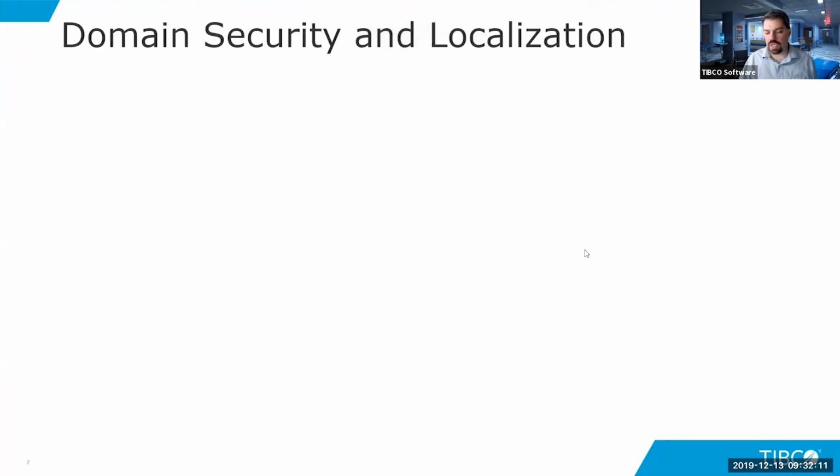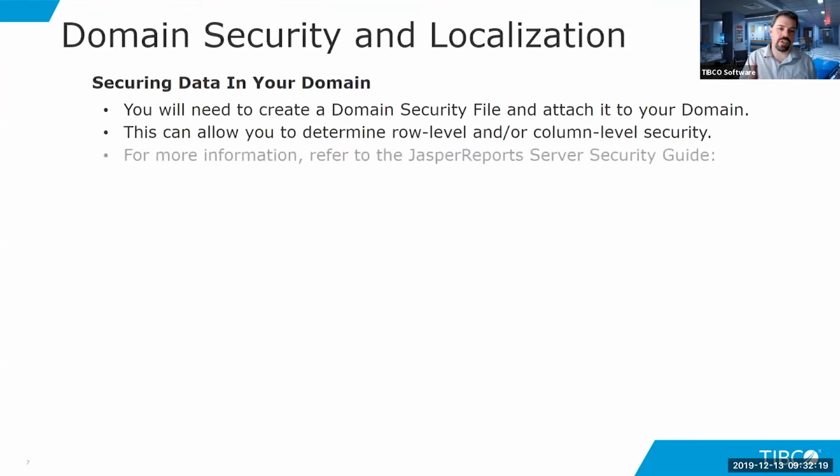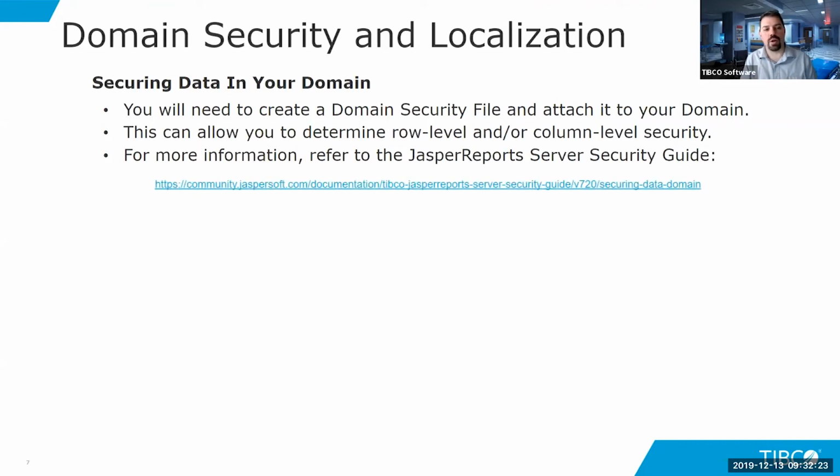So these are the advanced topics that I was mentioning earlier, the domain security and localization. So securing your data in your domain, you actually have to create a domain security file and attach it to your domain. That's what allows you to limit the access via row level or column level based on the user's information. We have a link here that we will put inside the chat window, and will also be on the very last slide of all of the links that I provide here, which just points you to our security guide. That's the guide that actually talks about how to secure a data and domain.